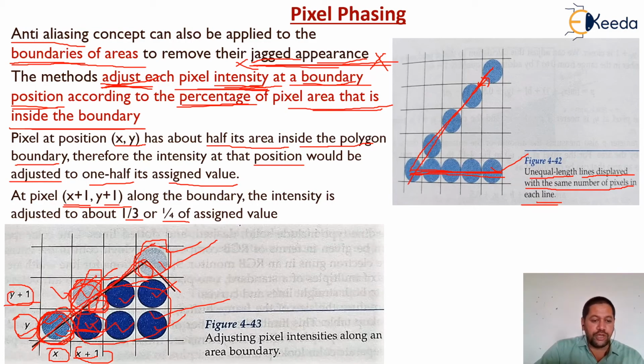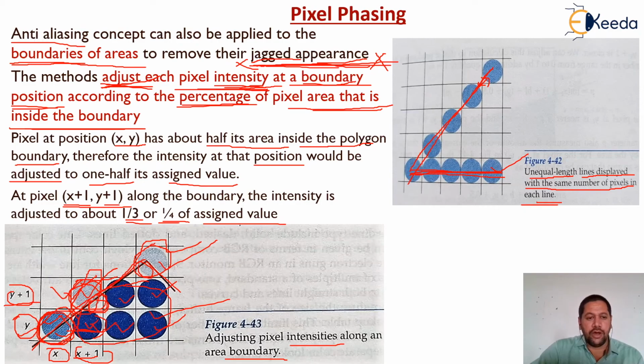So the intensity of this pixel will be reduced, to one third or one fourth of the assigned value of this pixel. Due to this, it is possible for us to remove the jagged line appearance. This is the method of anti-aliasing that we call pixel phasing, which is adjusting the intensity level, or we can say giving the weightage. Adjusting the pixel intensity along the area boundary will help us to remove the staircase effect or aliasing effect.